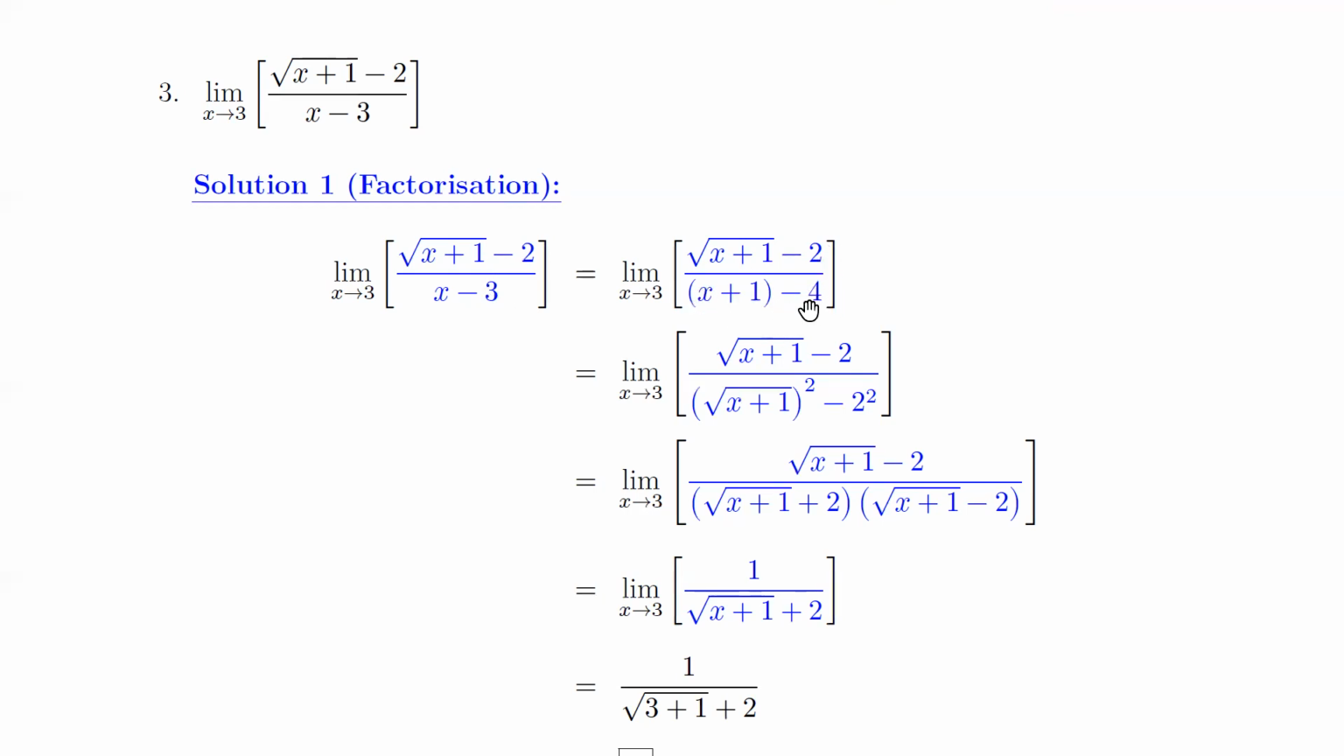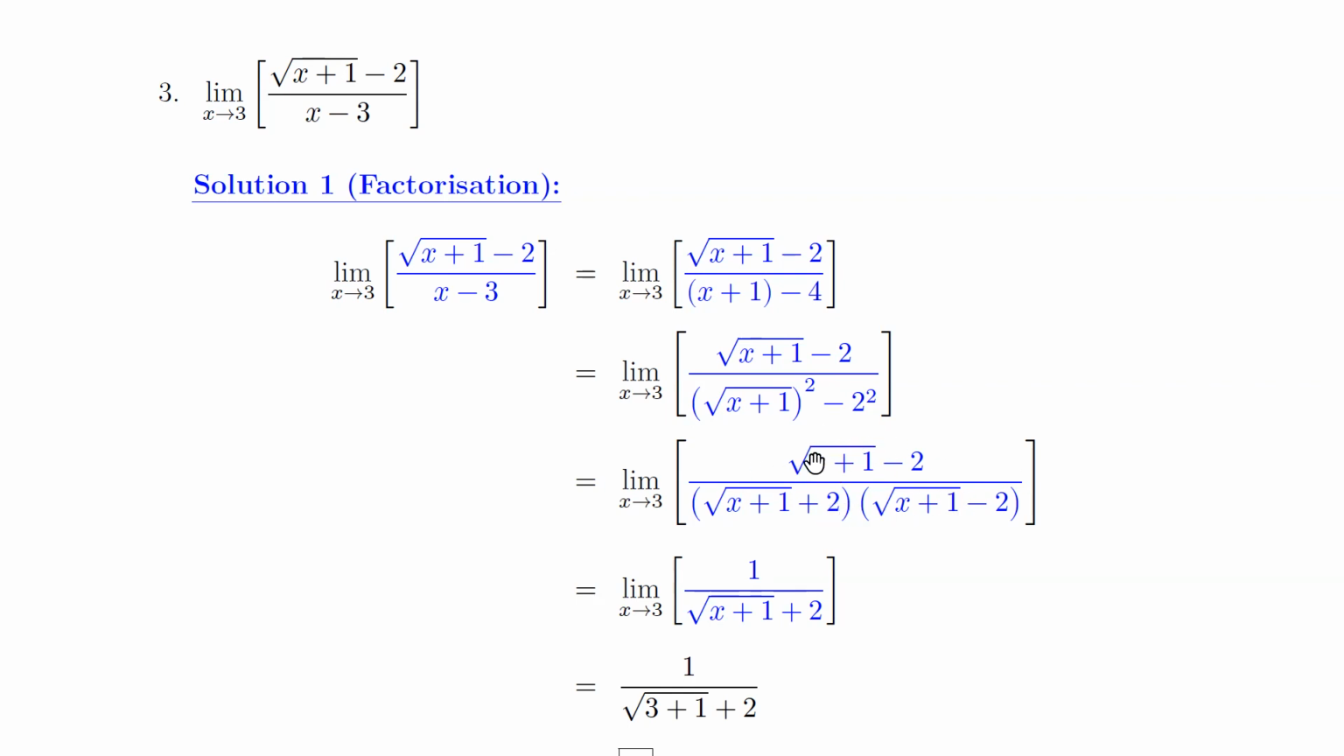And then in the denominator, we have this 4. We could think of this as 2 squared. And if I could write this x plus 1 as something squared, then I can use difference of squares. So what we do is we write x plus 1 as the square root of x plus 1 squared. Then we can use difference of squares to factorize the denominator.